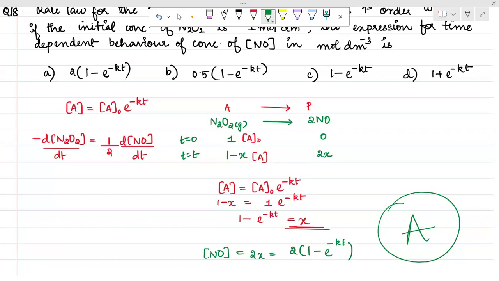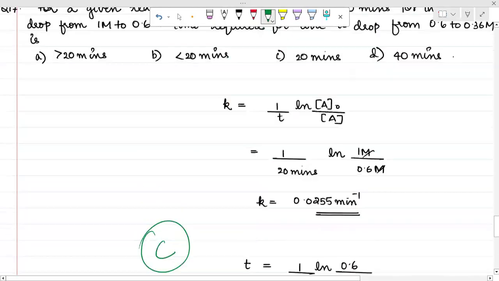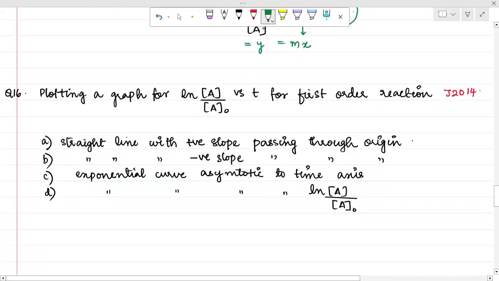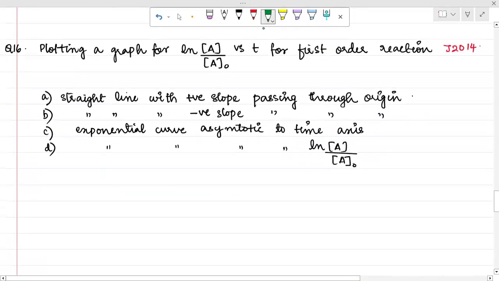All right, so with this, we'll wind up the session of first order kinetics. We have come to an end. I'll discuss question number 16 in the next session. Carefully do the question, do not end up making mistakes. Focus. Read the question at least twice. Write down the equation. Okay. So see you in the next session. Bye-bye.